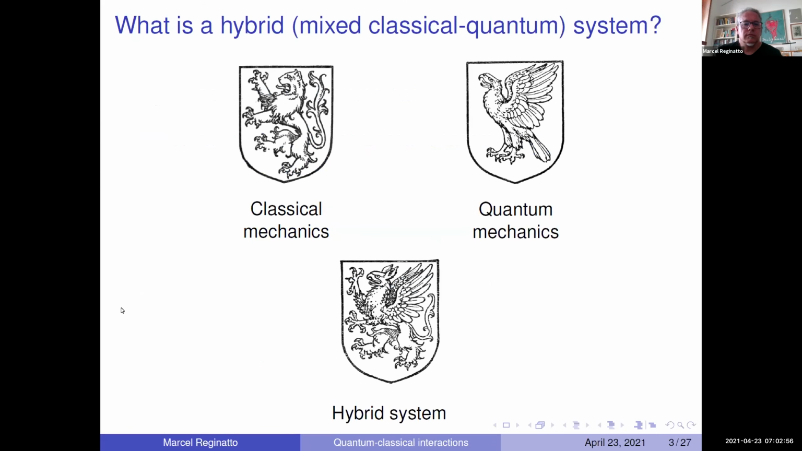So what is a hybrid or a mixed classical quantum system? Here's a pictorial representation of it. If you think of classical mechanics as being the king on the ground, as being a lion, and quantum mechanics being also masterful in its own realm, the air, if you want to build a hybrid system, you basically put the two of them together and have a griffin, which is what I'm showing at the bottom.